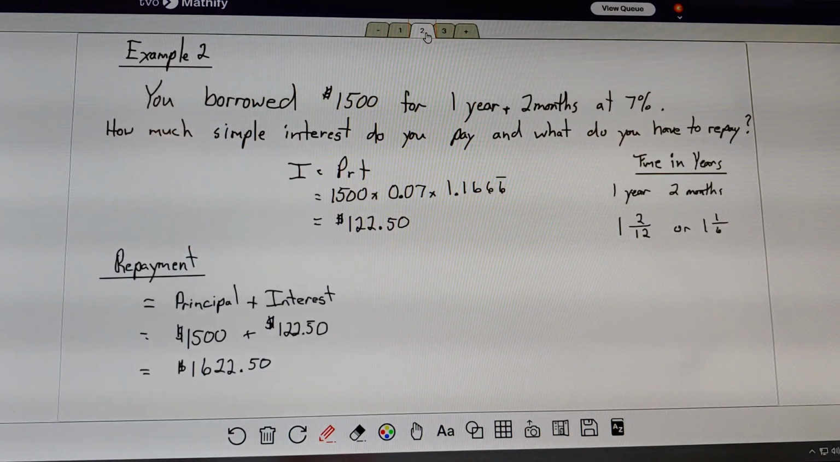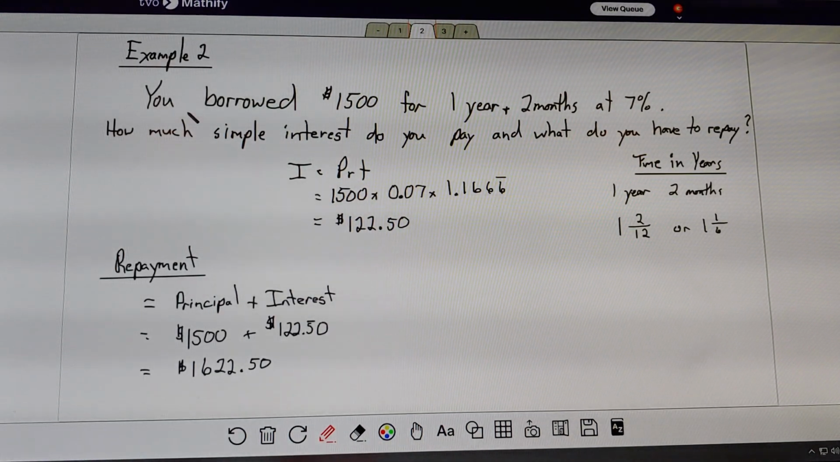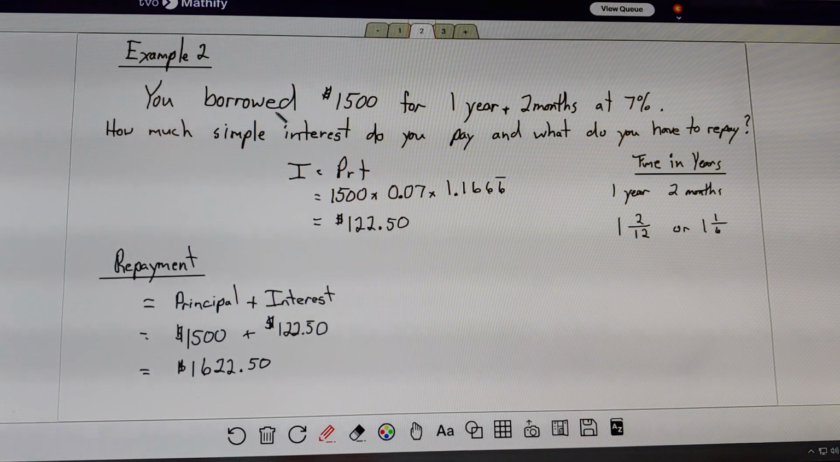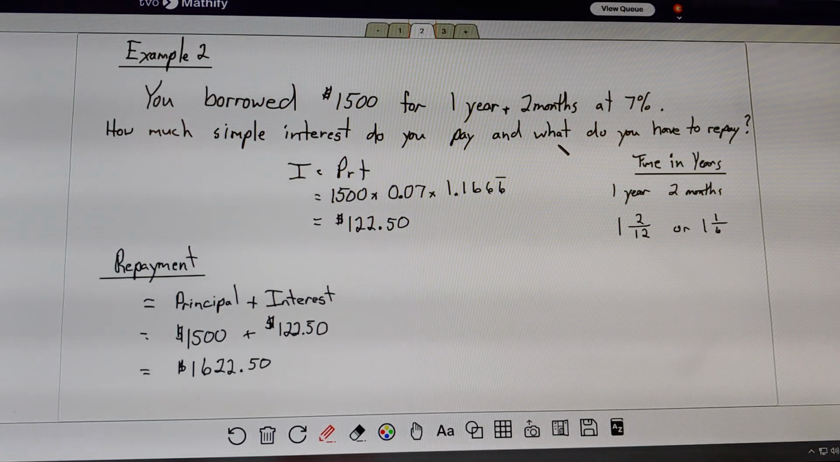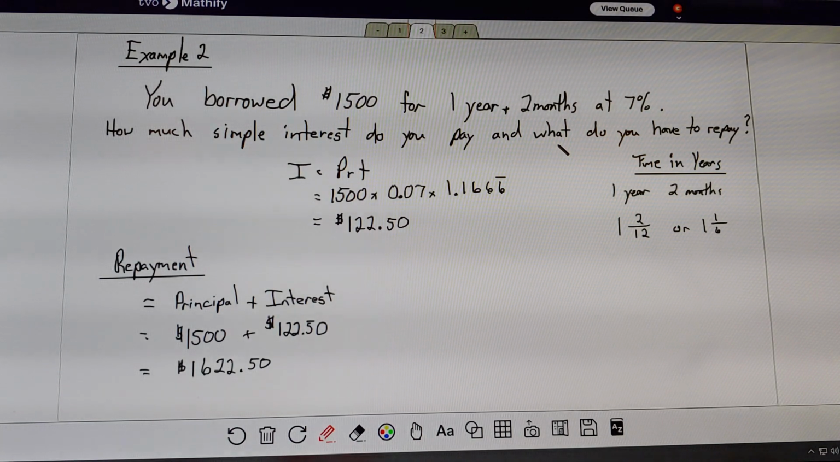I have another example here for you. So example 2. You went and you borrowed $1,500 for 1 year and 2 months, and you were charged 7% interest. So how much simple interest do you have to pay, and how much do you have to repay?